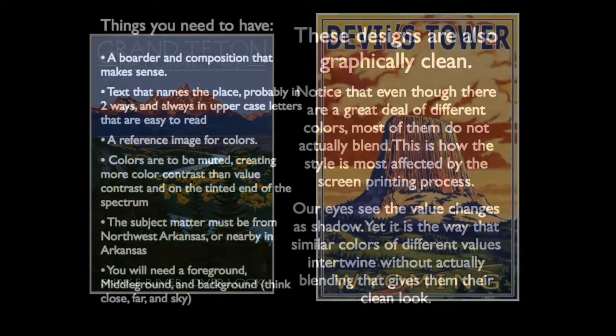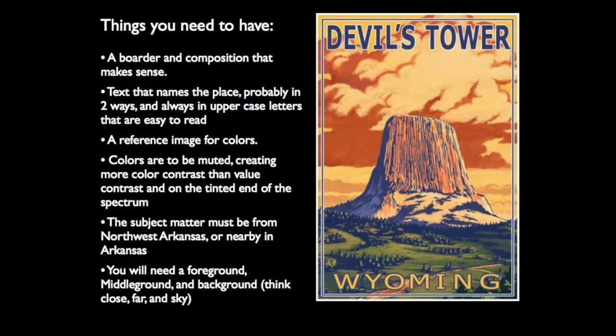And so before embarking upon this project, we're going to look at some of the things we want to have in our final result. We want a border and composition that makes sense. We want text that names the place, probably in two different ways. We want to use a reference image for colors at the very least, but probably for the shapes and the forms.